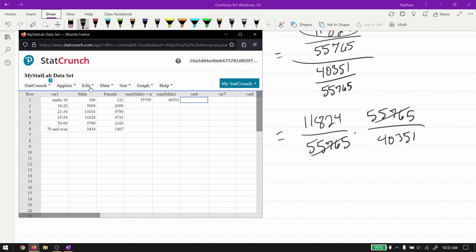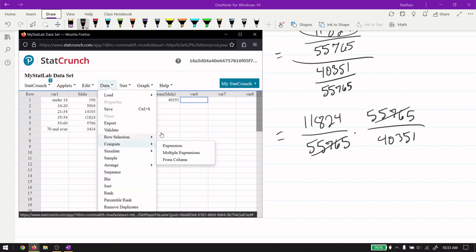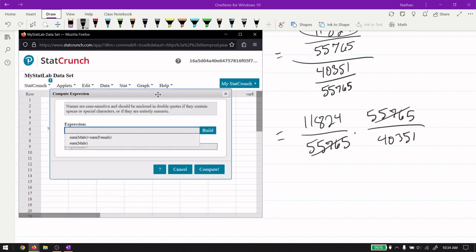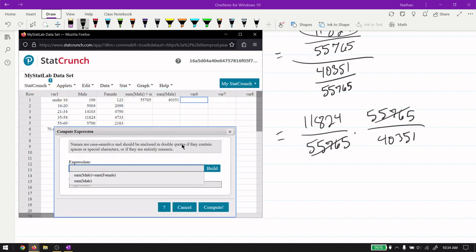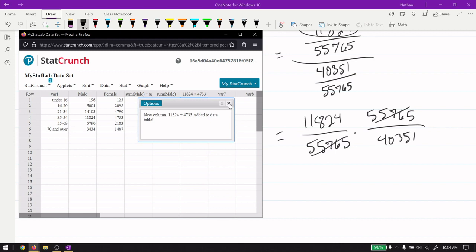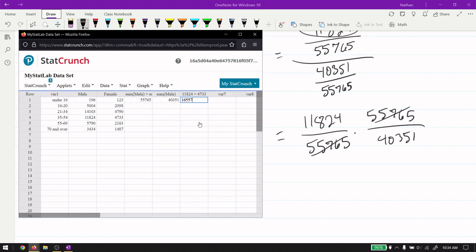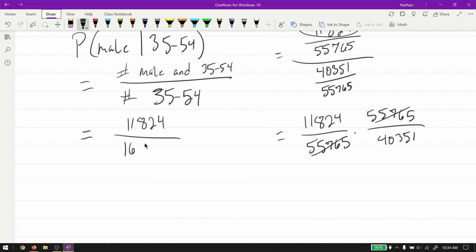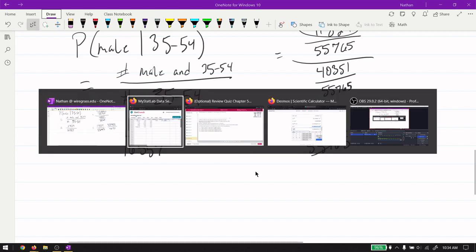So in other words, we're going to compute data. We're going to do 11,824 plus 4,733. And that's the number of both male and female that are 35 to 54. We get 16,557. And there's a probability. So now we can actually compute this.